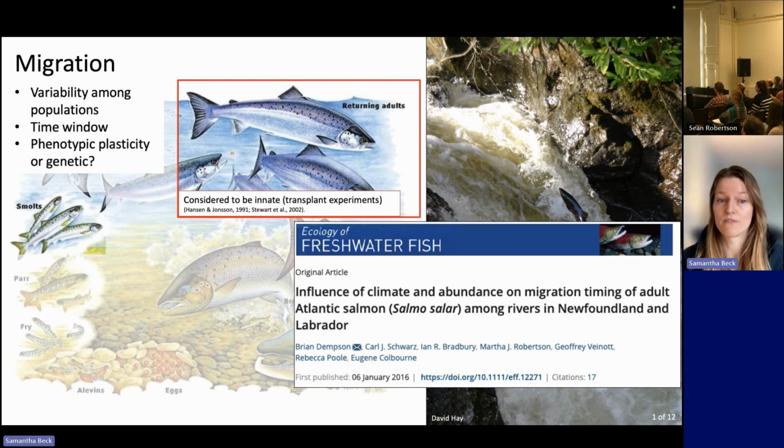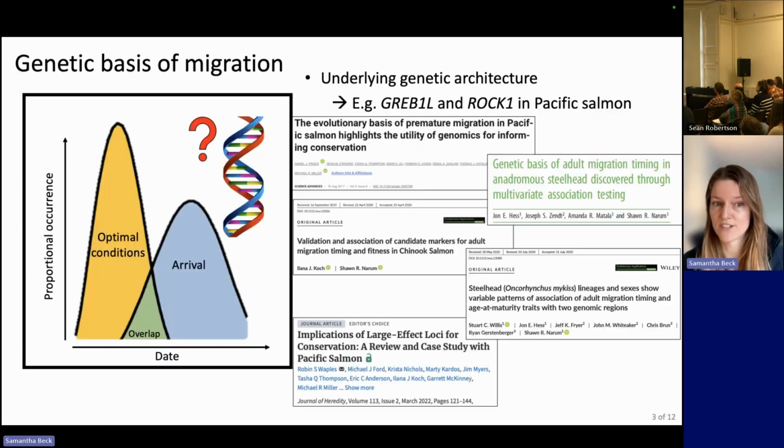But we do know that there is a genetic basis to this, with transplant experiments in the past showing that an individual taken from one river with a particular migration timing, moved to a different river with a different timing, retains the original migration timing of its original river. So there is some kind of genetic basis to this.